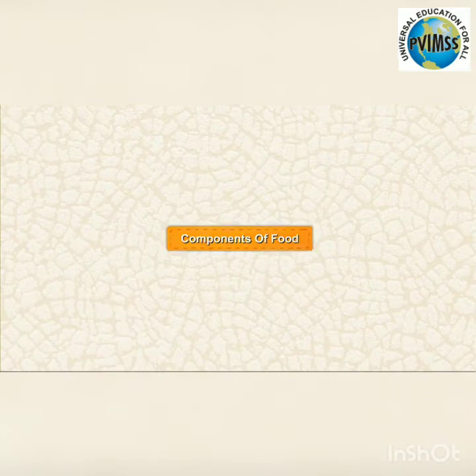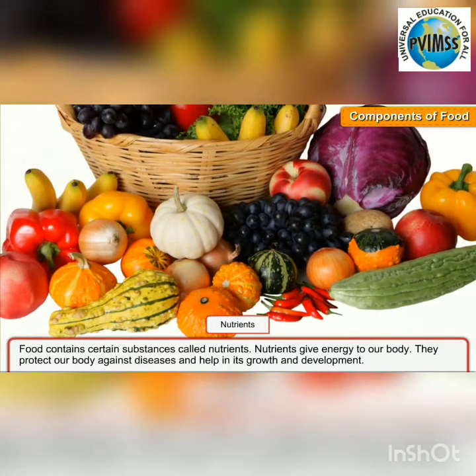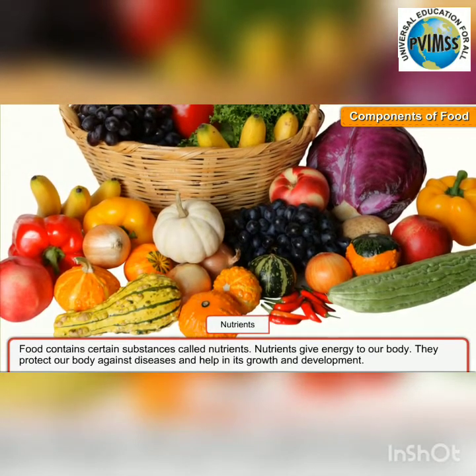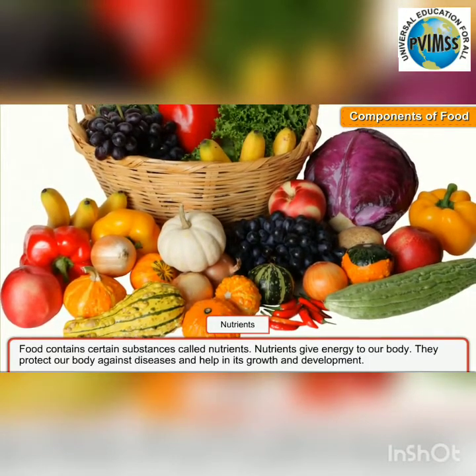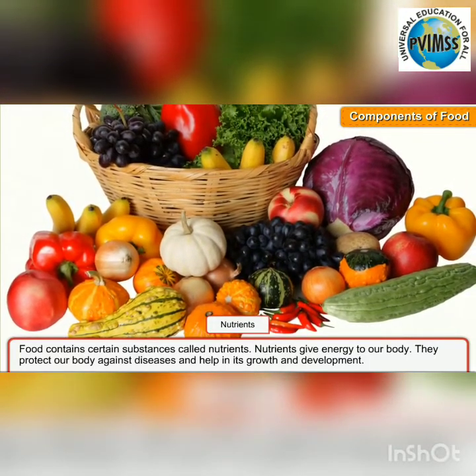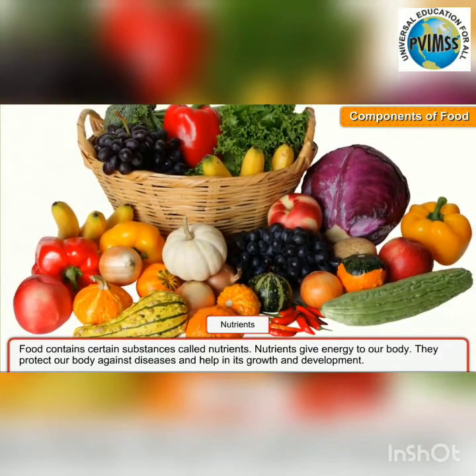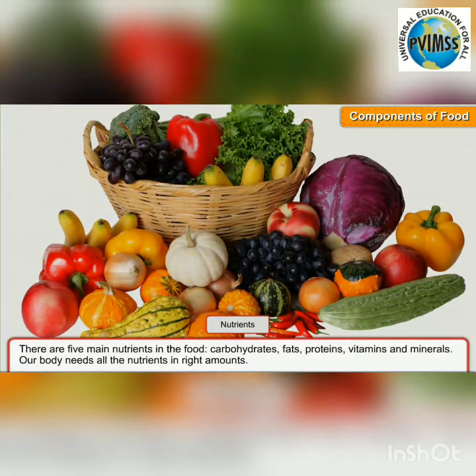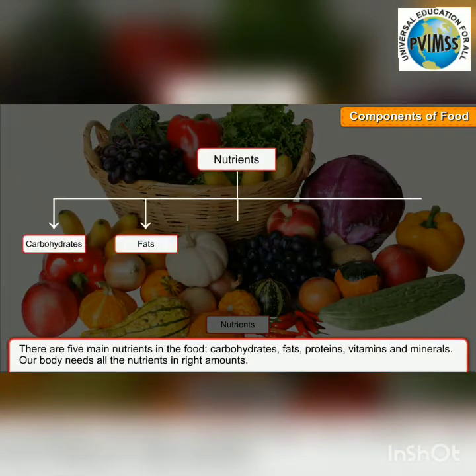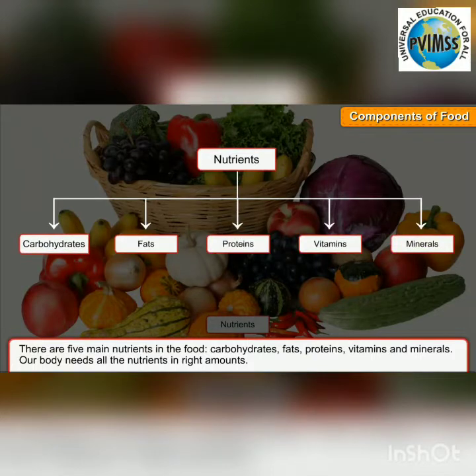Now we will discuss about the components of food. Food contains certain substances called nutrients. Nutrients give energy to our body. They protect our body against diseases and help in growth and development. Nutrients are divided into 5 types: carbohydrates, fats, proteins, vitamins, and minerals. Our body needs all the nutrients in right amounts.